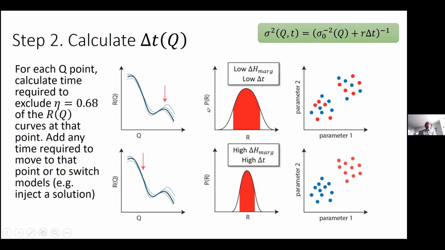The other thing you can do, of course, is you can include things like movement times, because delta T is not only the amount of time you spend measuring, but also the time it takes to get there and any other things you have to do to your instrument to collect data at that point.